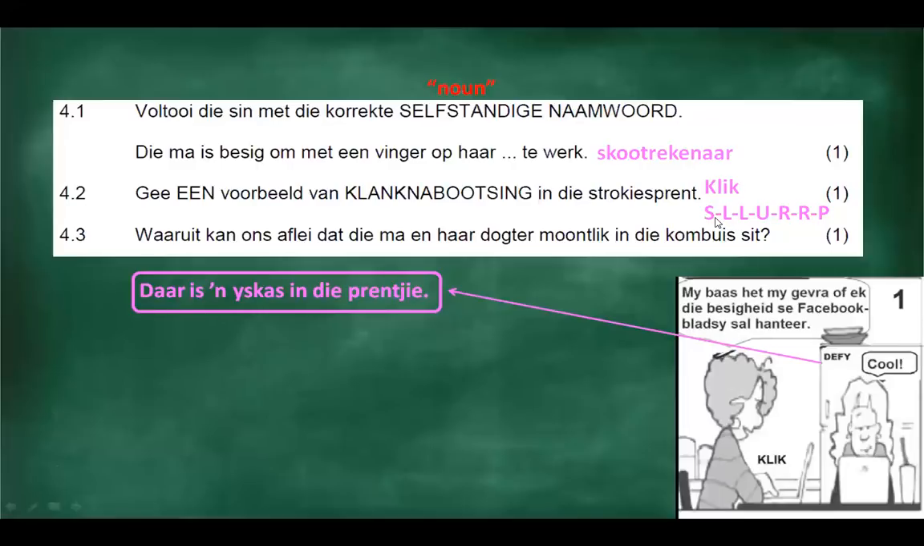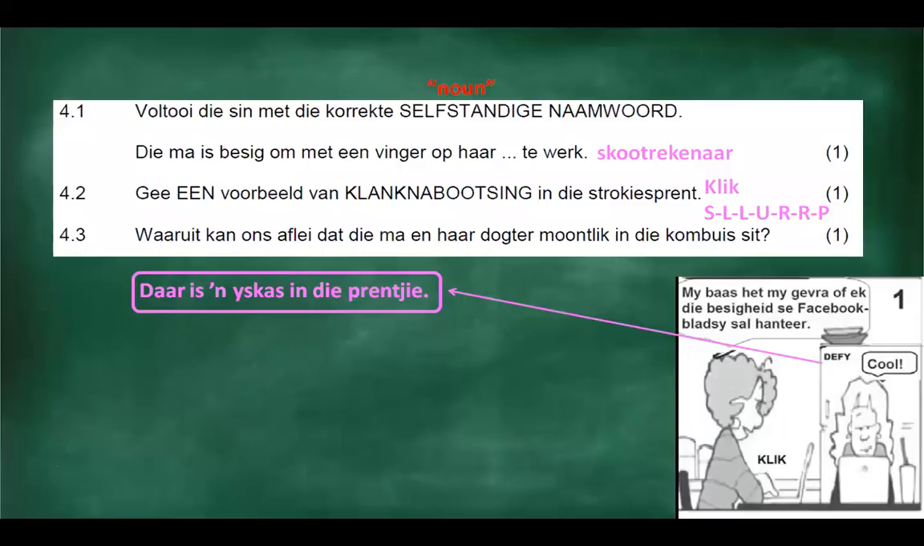I can give you a tip. Nou is hier nummer 3. Waaruit kan ons aflei dat die ma en haar dochter moontlik in die kombuis sit? If we look at, I've just taken frame 1, how can we derive that they're sitting in the kitchen? So ek het gesê, daar is 'n yskas in die prent. Let's say you didn't know that a fridge is a yskas. If you wrote, daar is a fridge in die prentjie, you would have also gotten the mark.